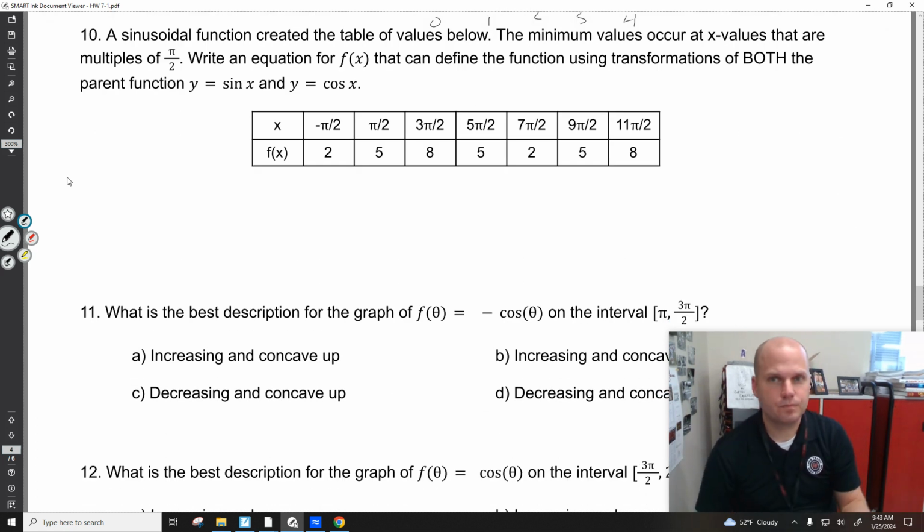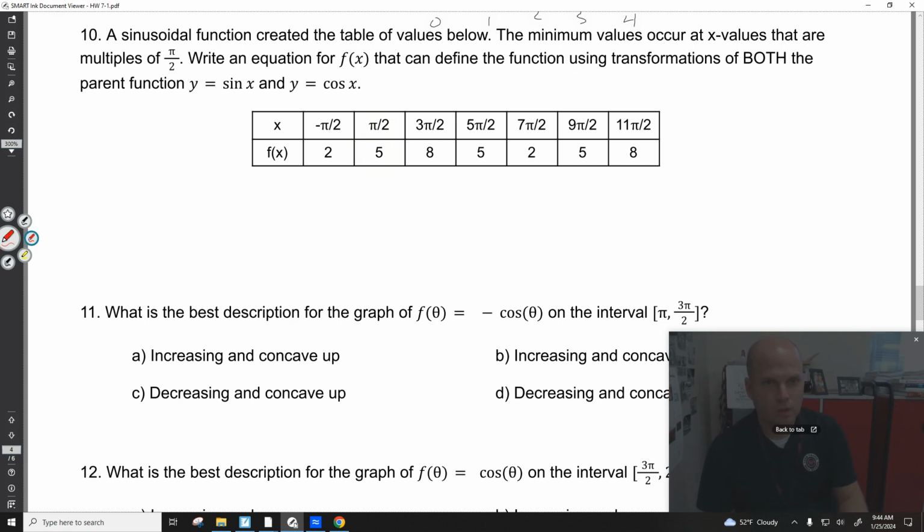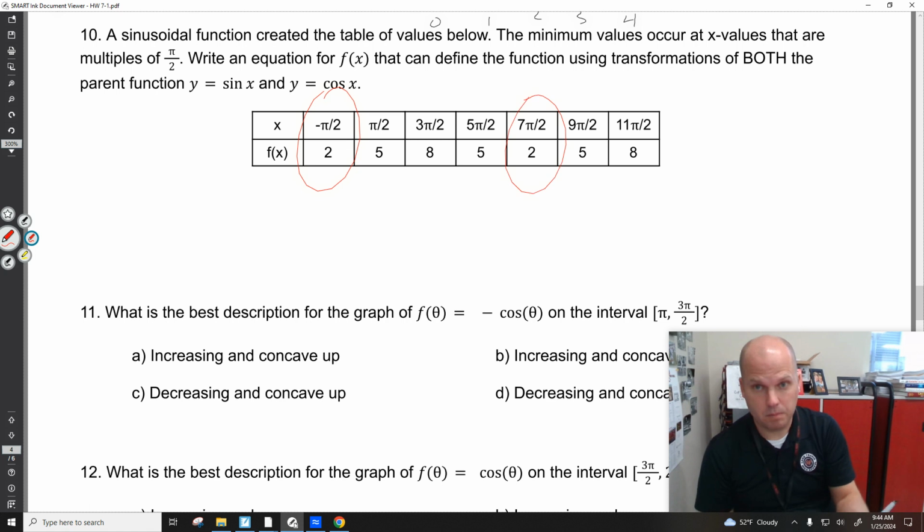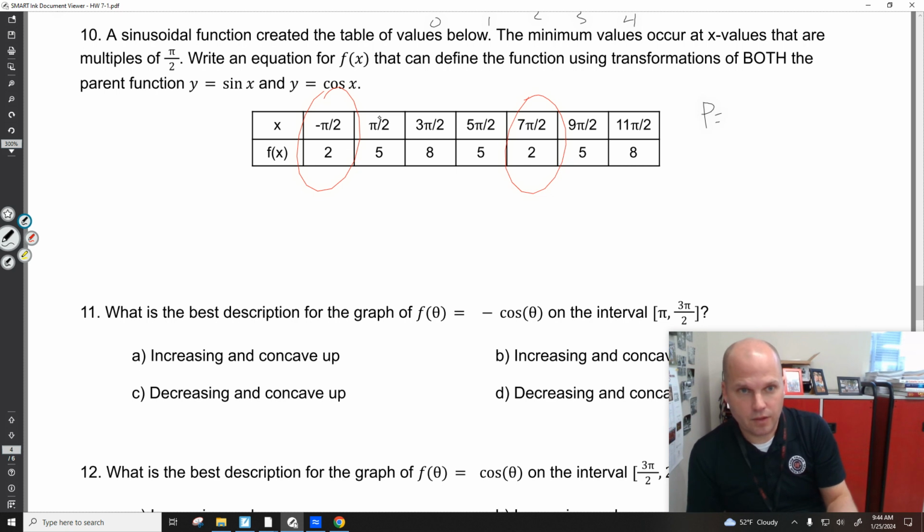Okay. Minimum values occur at multiples of pi over 2. Okay, so here, minimum, maximum. All right, let's figure out the period. The period is the distance between negative pi over 2 and 7 pi over 2. You can subtract or just figure out that's 8 pi over 2, which is 4 pi. All right, so the period is 4 pi.